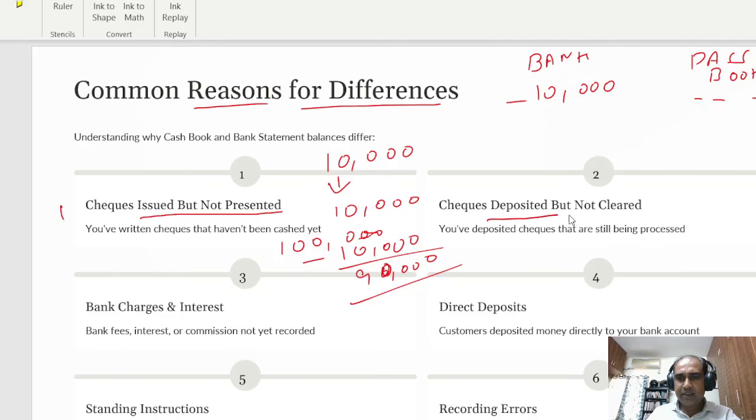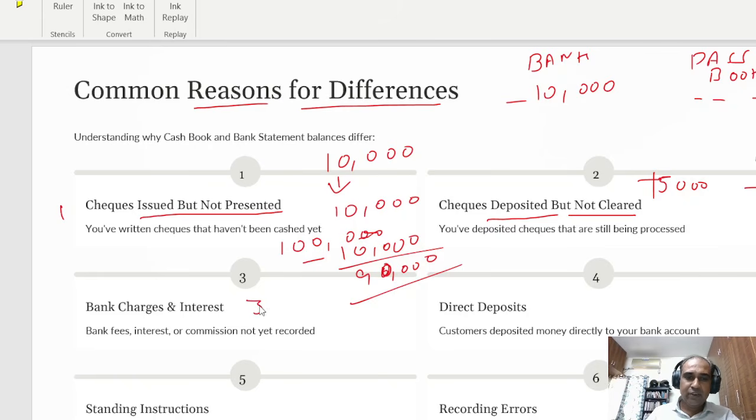Second is checks deposited but not cleared. So what will happen if I receive a check of say 5,000 rupees? I deposit this check. My book balance will increase by 5,000 rupees. But because of the Christmas holidays and New Year holiday, the bank is not able to give credit to me before 31st of December. It gives the credit to me on 2nd of January. So my book balance will increase by 5,000, but this entry will not be there in my passbook. So my passbook will be showing a lower balance.